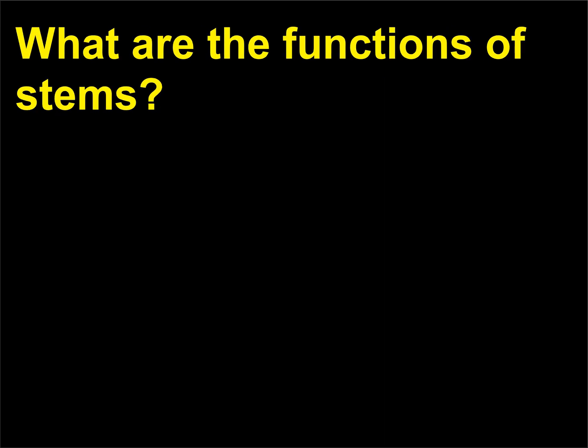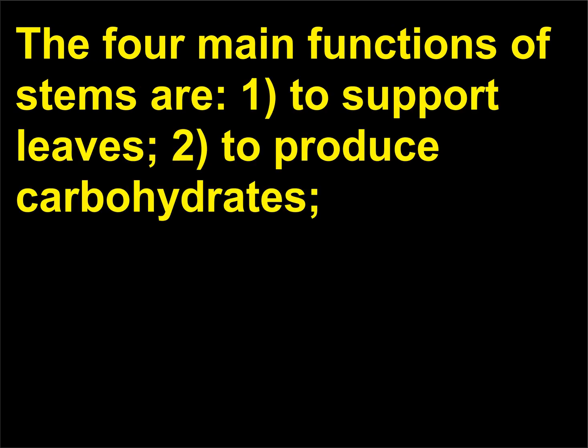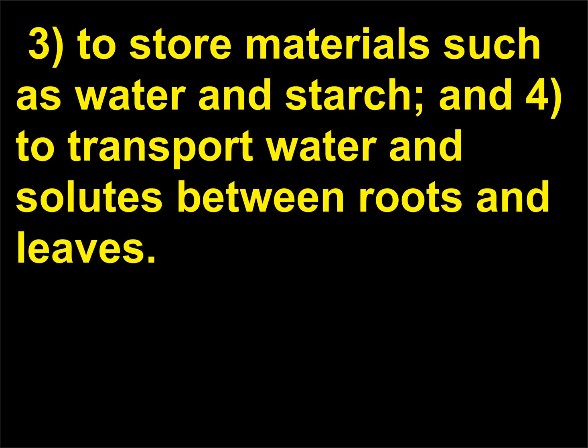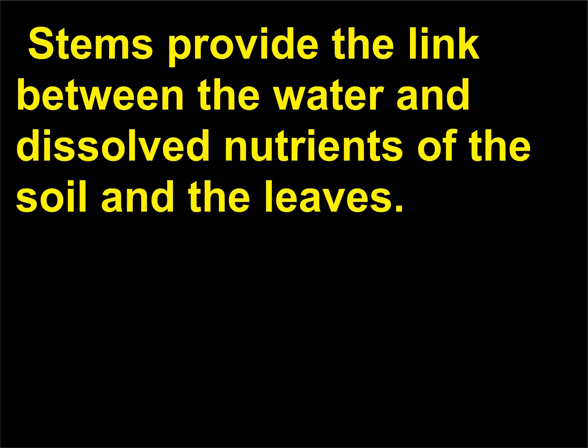What are the functions of stems? The four main functions of stems are: 1. To support leaves, 2. To produce carbohydrates, 3. To store materials such as water and starch, and 4. To transport water and solutes between roots and leaves. Stems provide the link between the water and dissolved nutrients of the soil and the leaves.